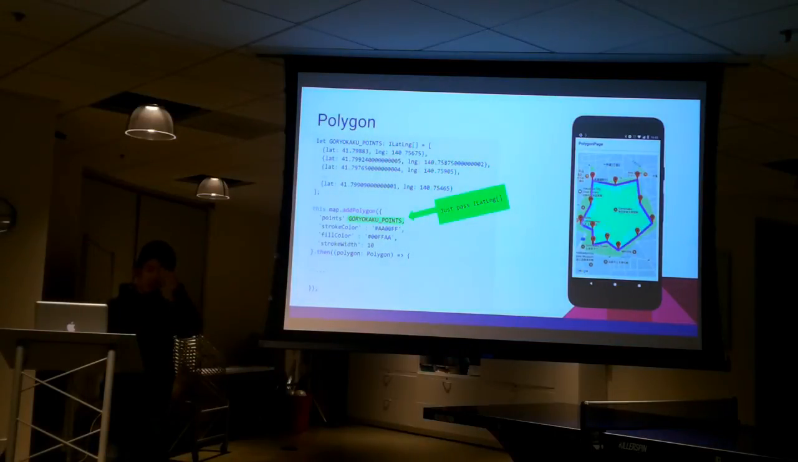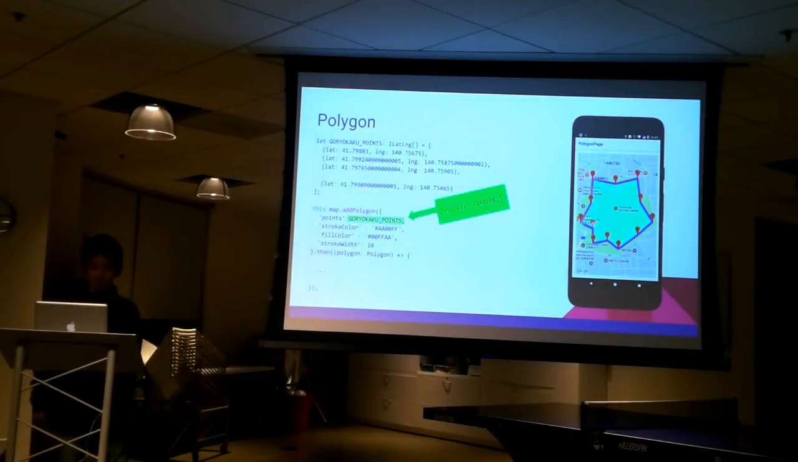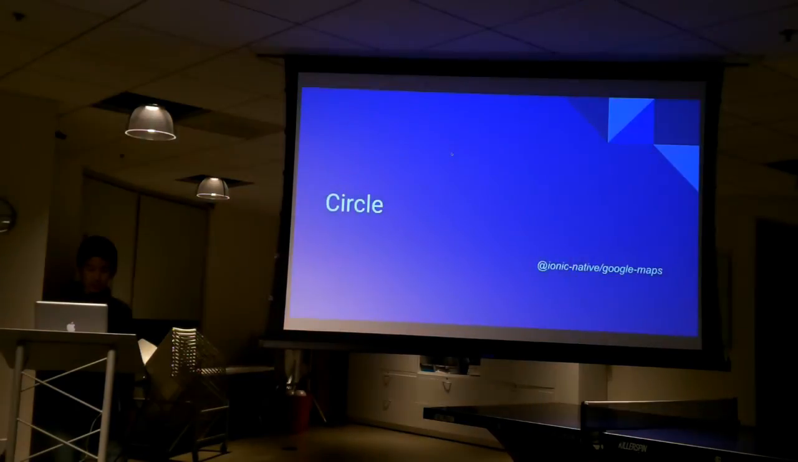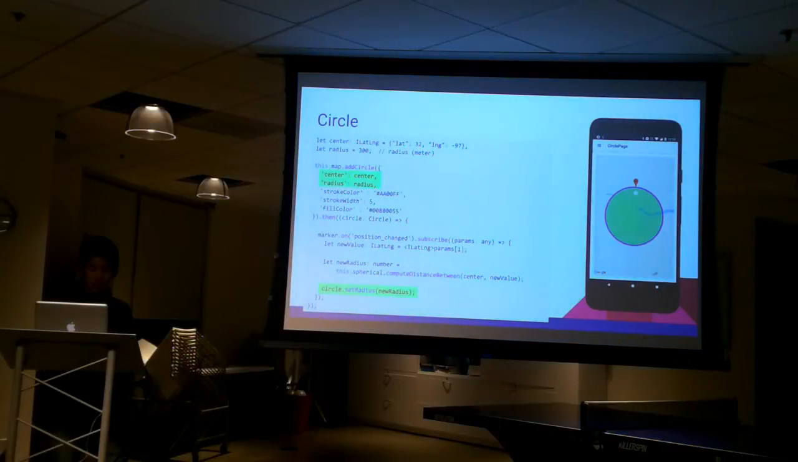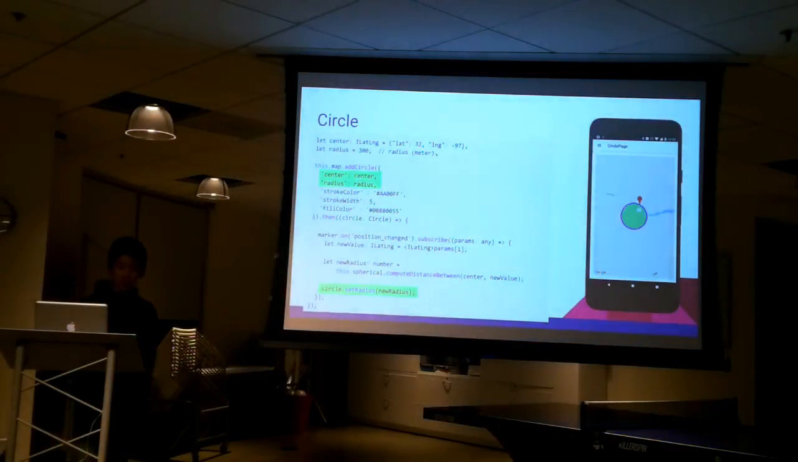Polygon. This is a polygon example. You can modify the polygon easily. Circle. For a circle, all you need is the center and radius.